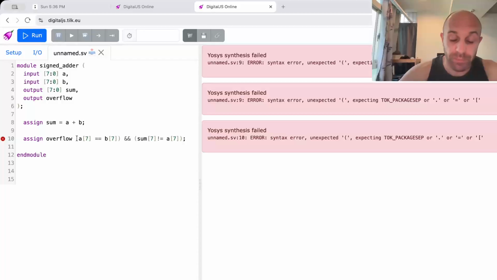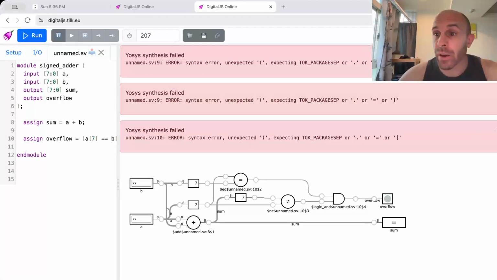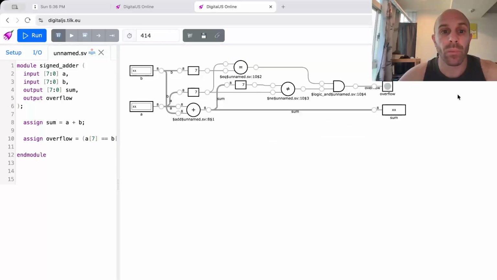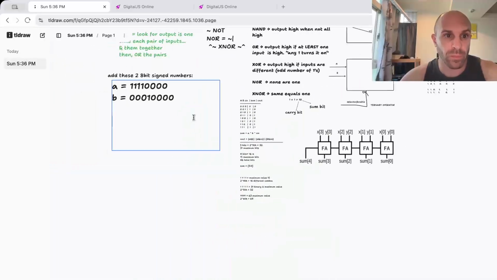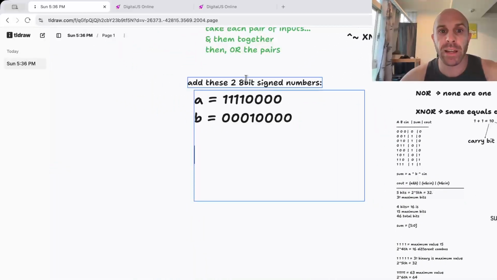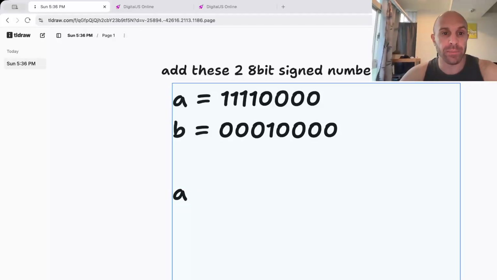Oh, here it is. Okay. Sorry, it took a minute. Now let's prove that. So we have these two 8-bit signed numbers. We're going to add these together. I did this before, so I know it's 16.